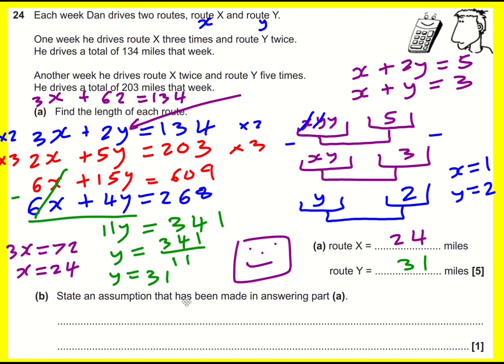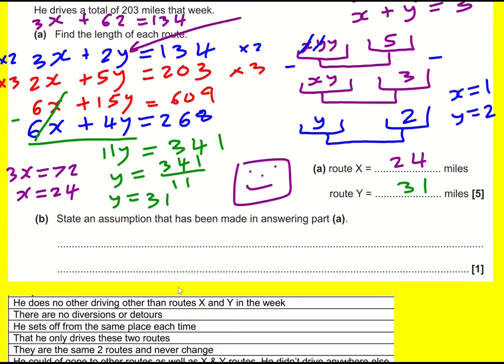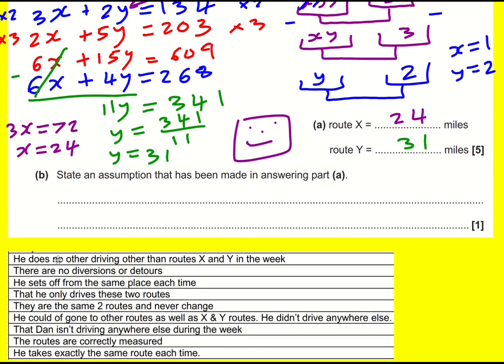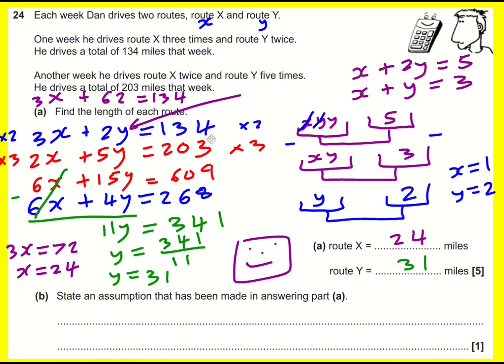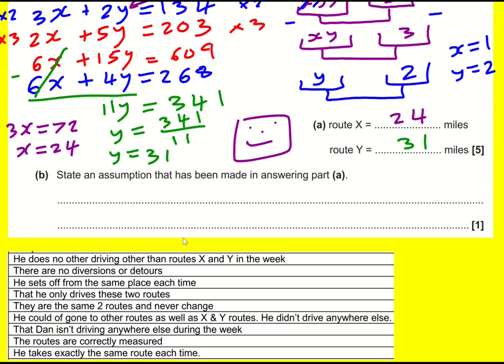Just finally, state an assumption that has been made in answering part A. There's actually a lot of options here. I'm just going to show you the mark scheme. So I like this one. There's no diversions or detours on the way. He sets off from the same place each time. He only drives these two routes. Because we have to assume that he's not driven any other routes or anything. That's, yeah, they're correctly measured. They're basically saying similar things. So any one of these.